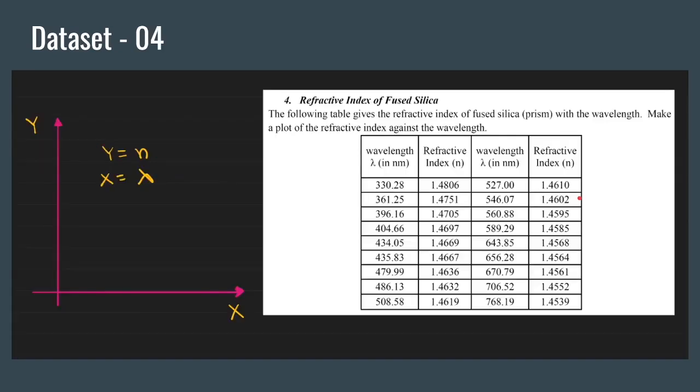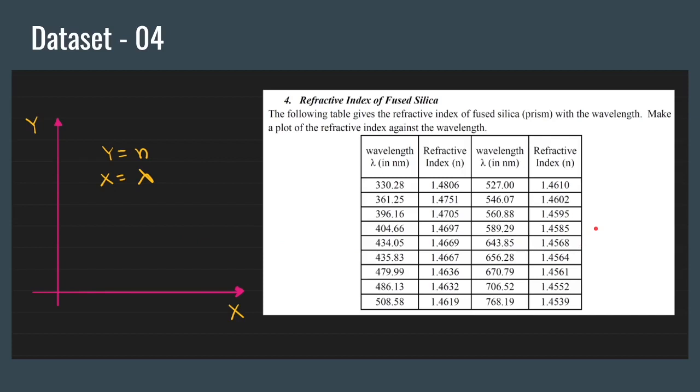Okay, the last part, which is fairly simple. You have wavelength lambda and you have refractive index n, and you just want to plot your refractive index n on the y-axis and wavelength lambda on the x-axis and show the plot. So that's basically all you have to do in this case.